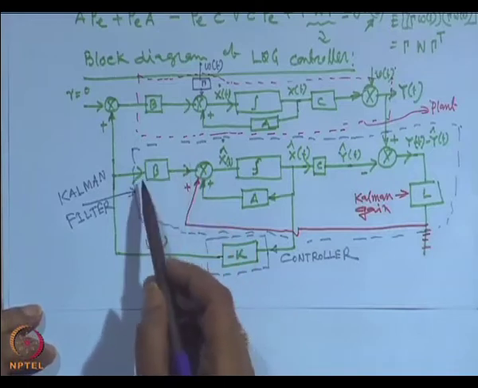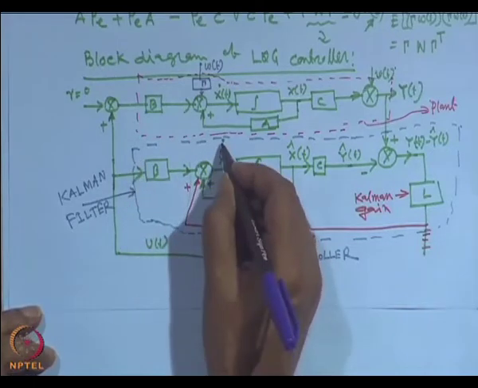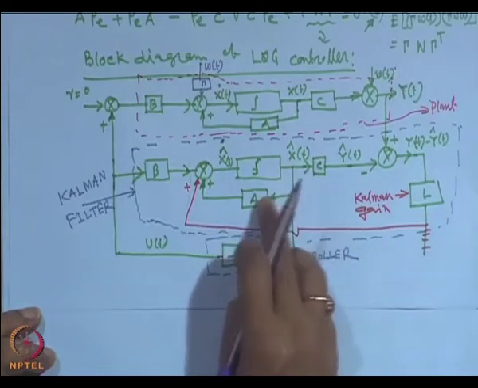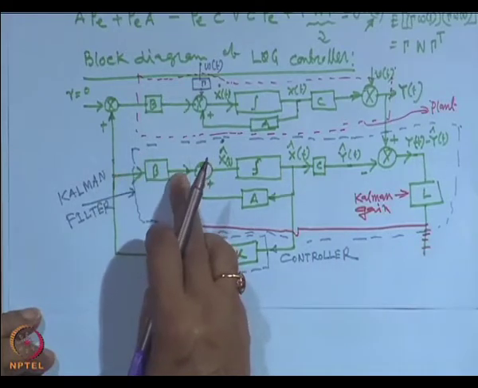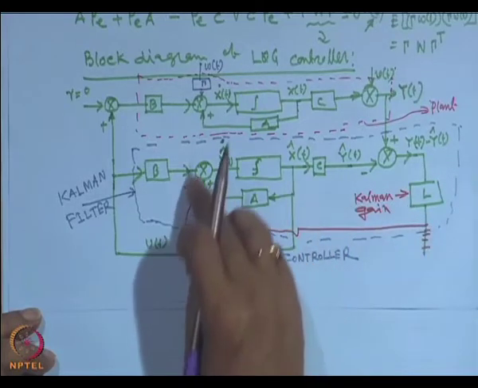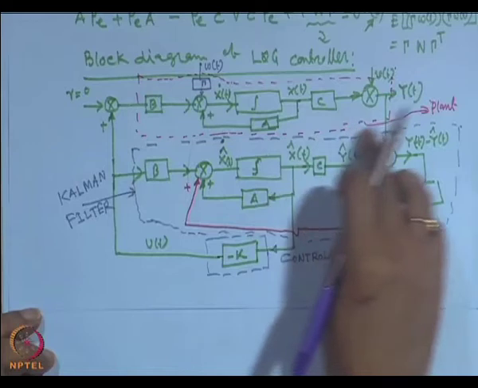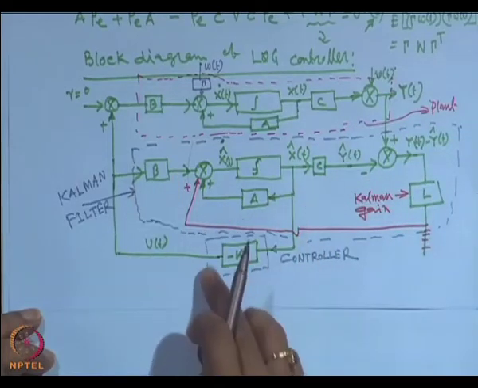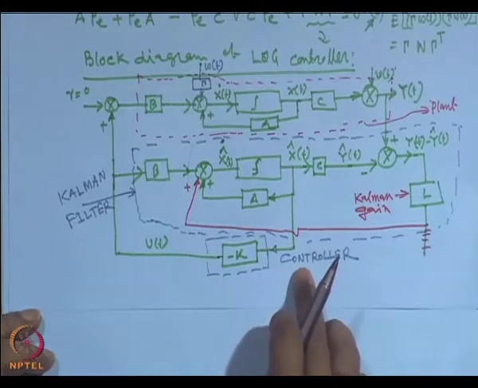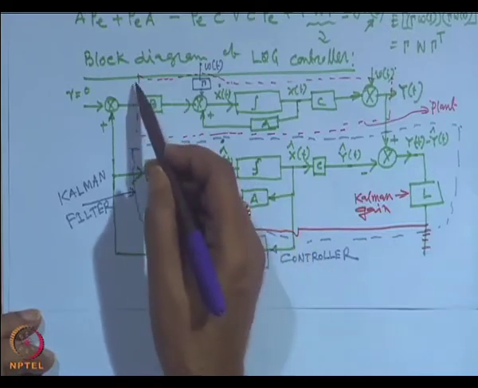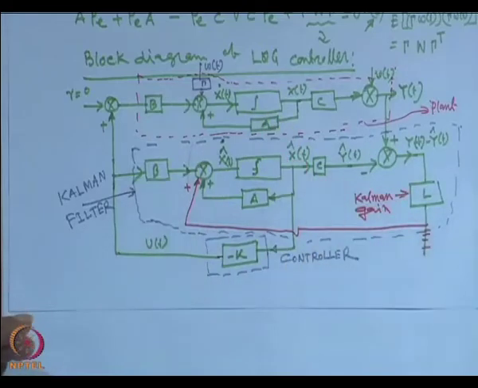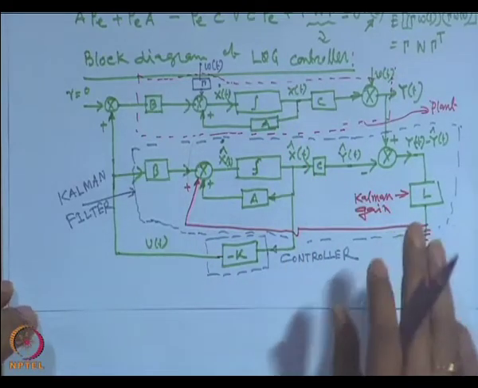So, you see the Kalman filter dynamics involved here: x hat dot is A x hat plus B u, plus there is a correction term, the error y minus y hat, multiplied by a gain. This blue dotted line is the Kalman filter, the small box with dotted line is the controller, and this red dotted box is our plant. So, a Kalman filter based controller is designed.